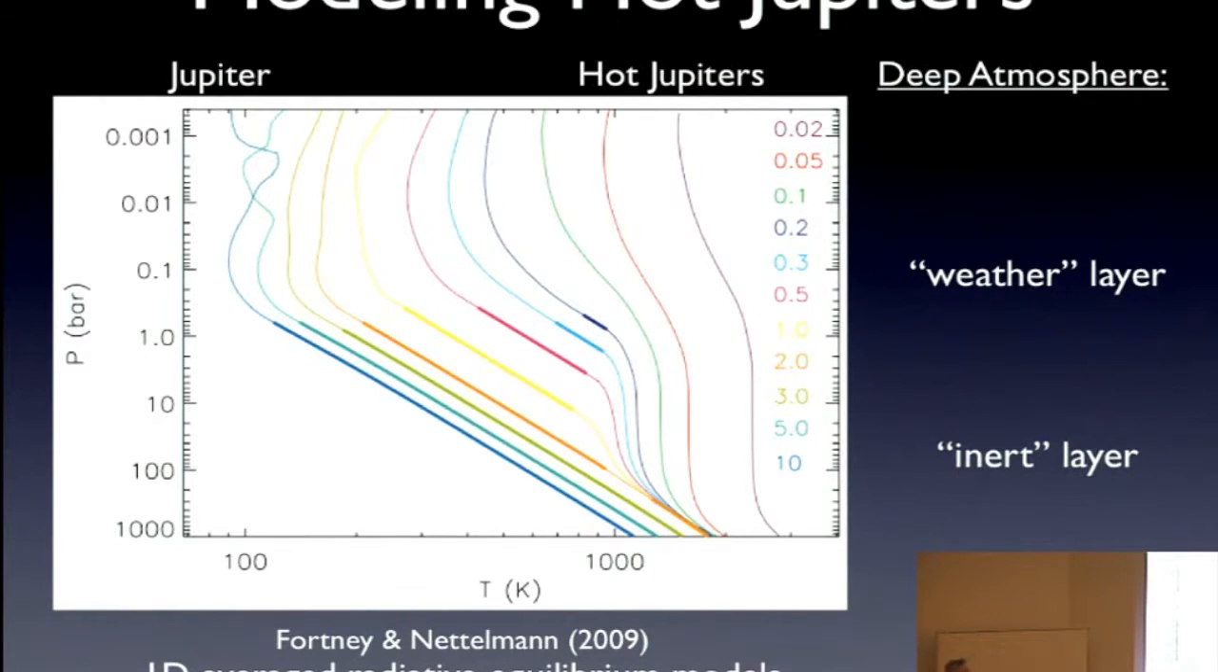And so, because it's so deep, in fact, you may want to distinguish two regions, and I'll use that in my description. One I'll call the weather layer.